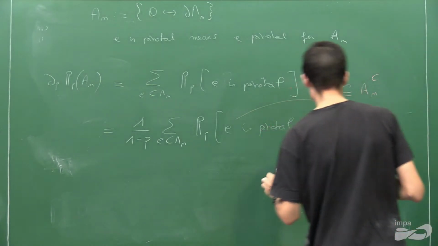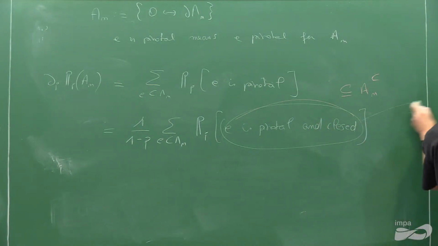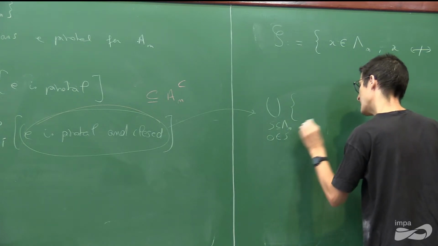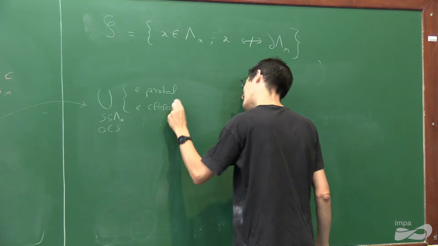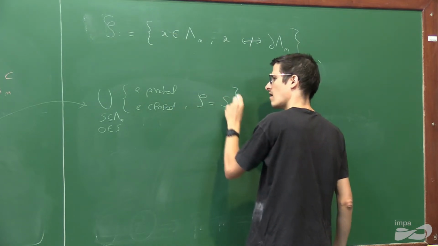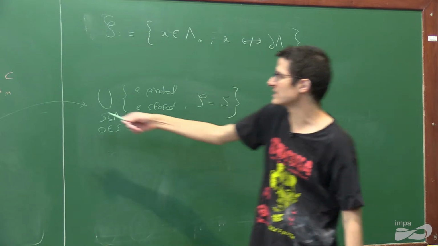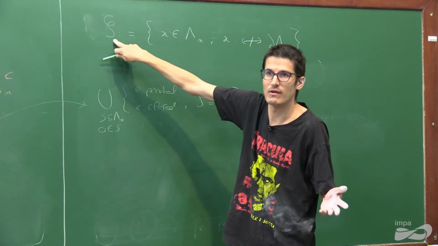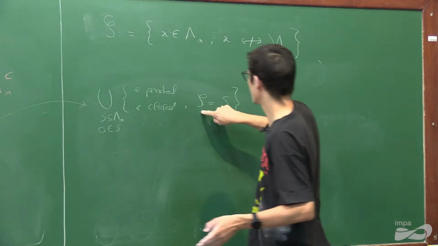Now this event here is the union over S in lambda n, 0 contained in S, of E pivotal, E closed, and S equal S. I can sum over these things because I know from the fact that AN is not satisfied that 0 has to belong to this random S. So when I take the realization of S here, I can just assume that 0 is in it.